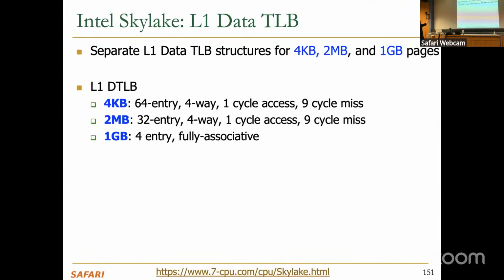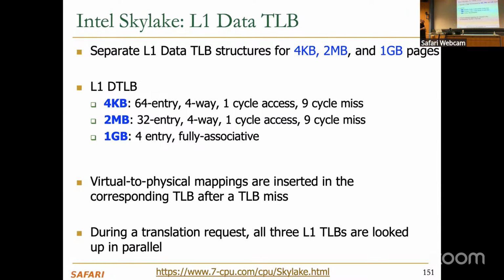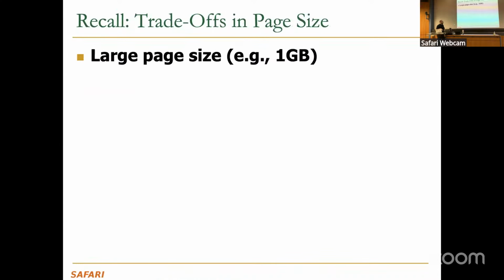The data TLB has support for 4 kilobyte, 2 megabyte, and 1 gigabyte pages. For example, it has 64 entries for 4 kilobyte level translations, 2 megabyte level translations, and 1 gigabyte level translations. And the virtual to physical mappings are inserted into the corresponding TLB after a TLB miss. And what does corresponding mean here? I will explain. So during a translation request, all 3 L1 TLBs are looked up in parallel.